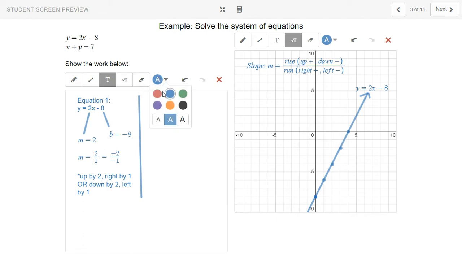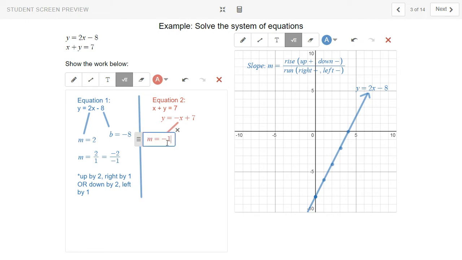Our second equation, we have this not in y is equal to mx plus b form. So let's rearrange it until it is y is equal to mx plus b. This is an x plus y or y plus x. We're going to move the x to the other side, so I have negative x plus 7. What does that tell us? It tells us that our m is equal to negative 1.